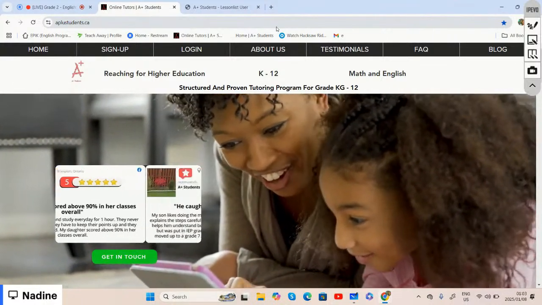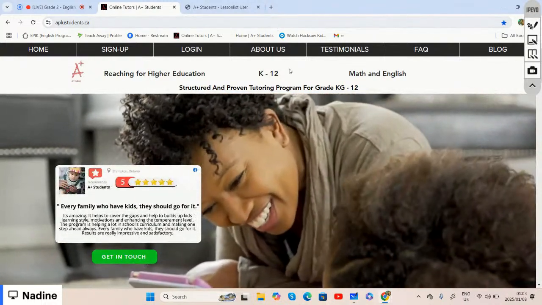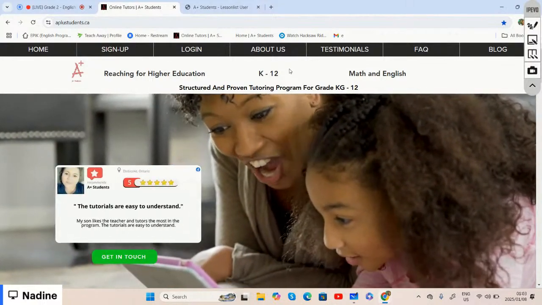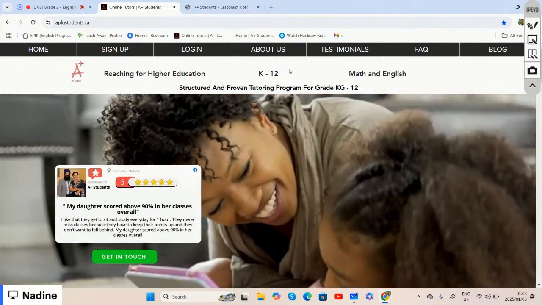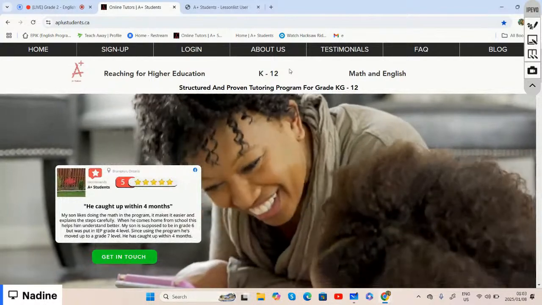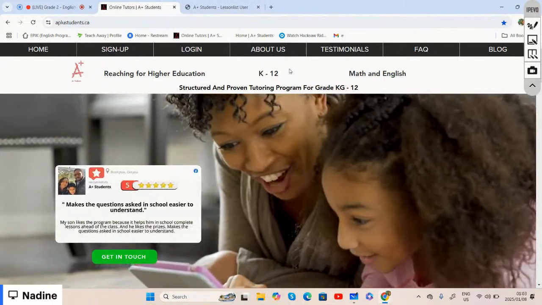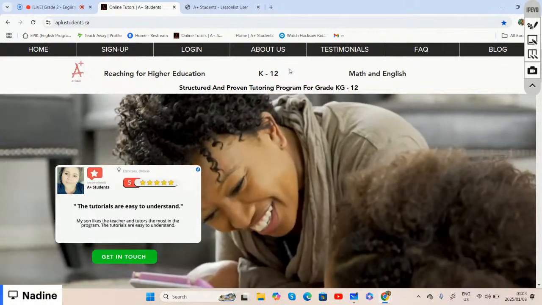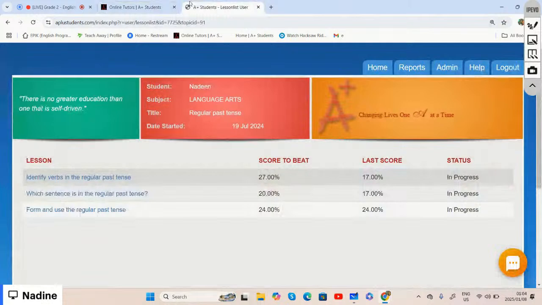Once you've logged on to aplusstudents.ca with our username as well as our password, we're going to select the subject of English language arts. We're doing grade 2, and then we're going to scroll down until we get to our chapter of regular past tense.